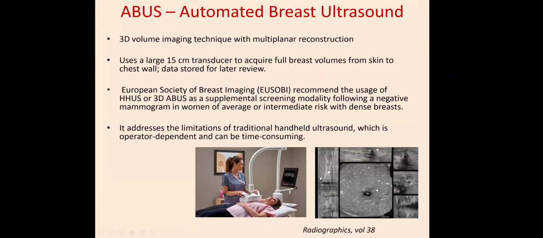And like CT images, you can make sagittal, axial, and coronal reconstructions, and nicely you can see the relations of multicentric and multifocal lesions. The European Society of Breast Imaging has recommended that you can use handheld ultrasound or 3D ABUS as a supplemental screening modality following a negative mammogram in women of average or intermediate risk with dense breasts. It means they have recommended that we can use this ABUS even for screening of patients.